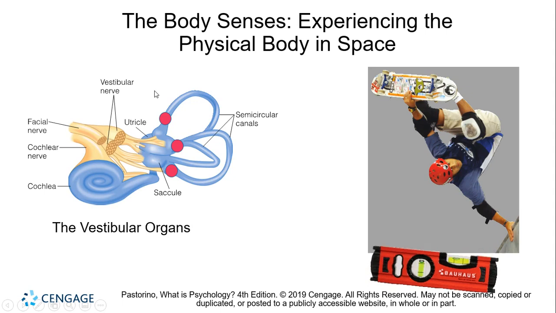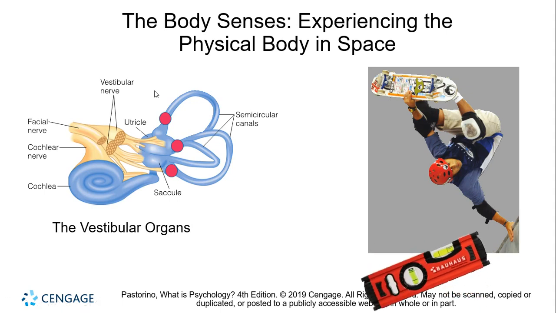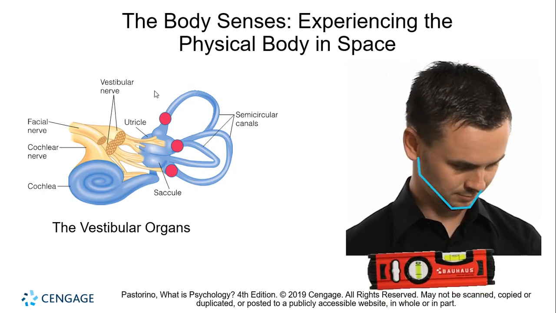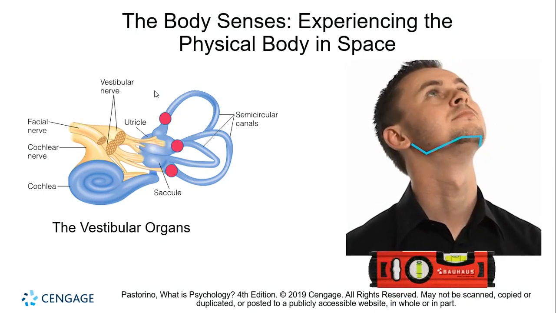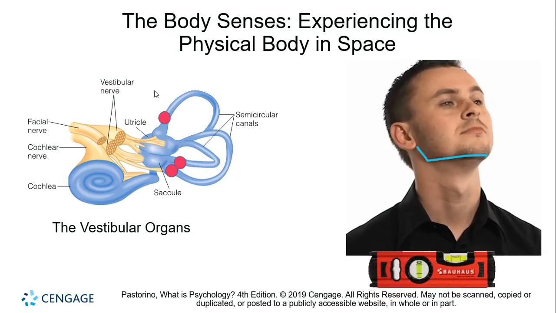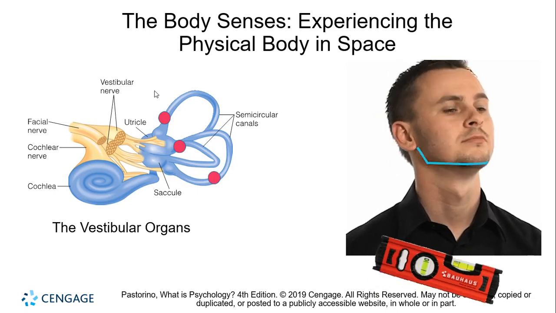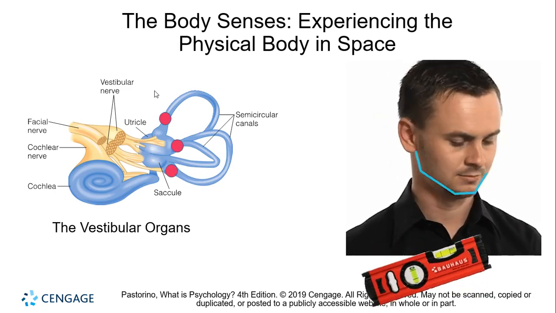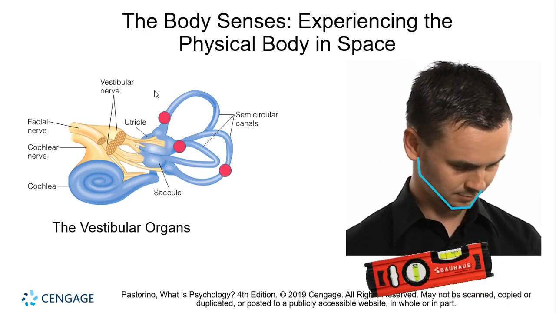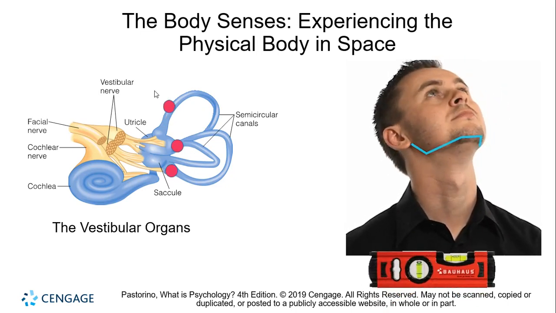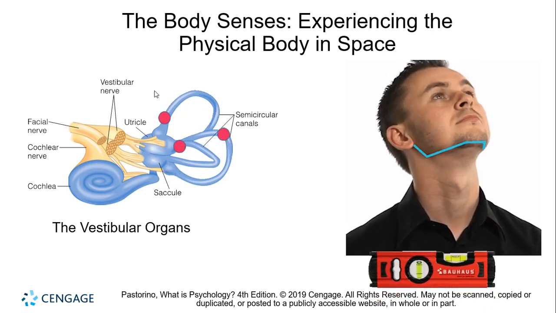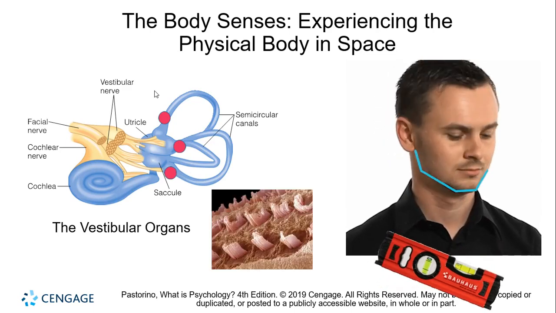And specifically, what they detect is the orientation of your head, so that if you move your head up or down, the liquid inside the semicircular canal moves, and you could see it moving there. Okay. Just shifting back and forth depending on how you're moving your head, side to side, up and down. Are you doing a cartwheel? Are you doing a backflip? Well, that's going to change how this liquid shifts.